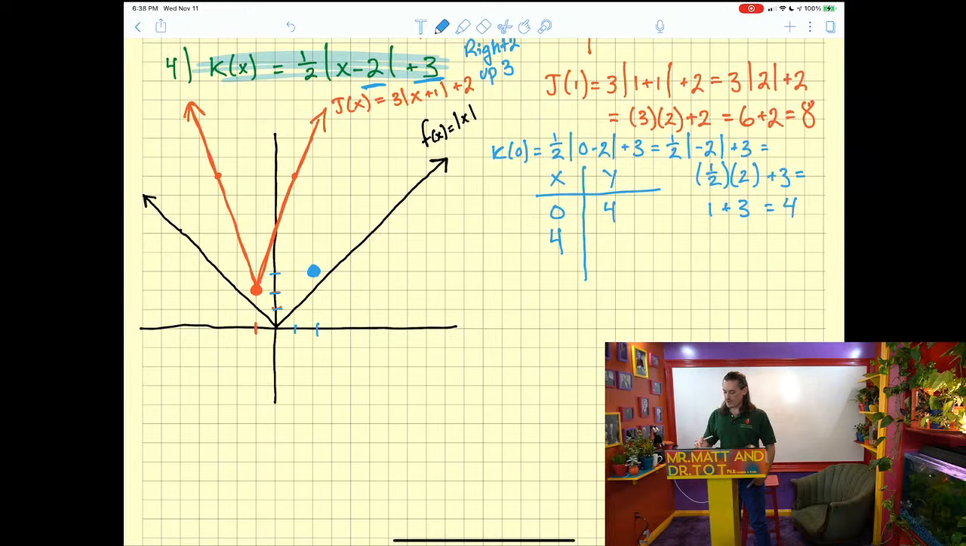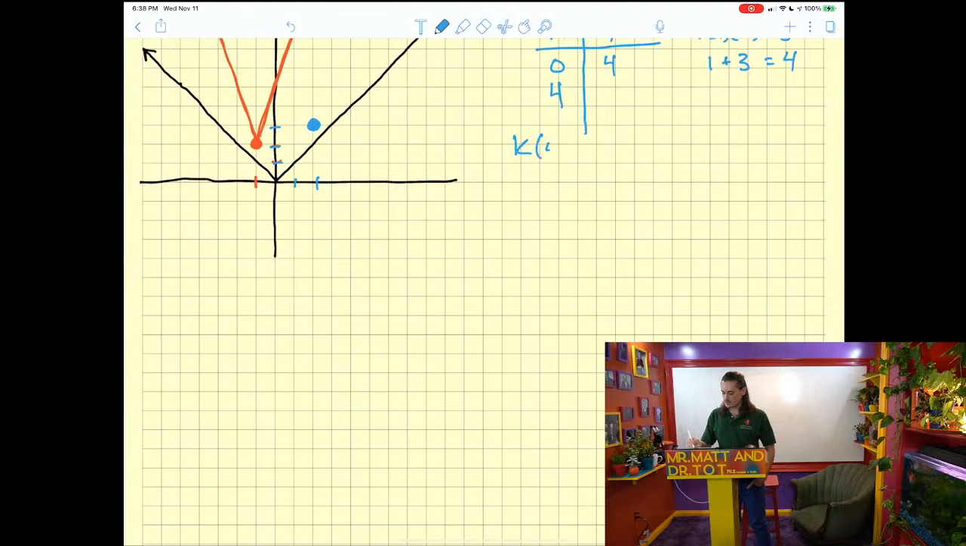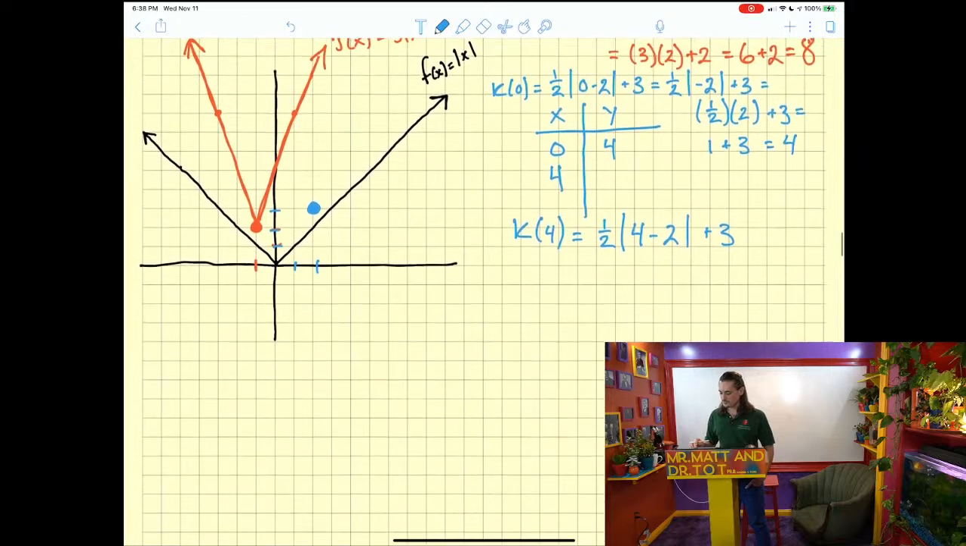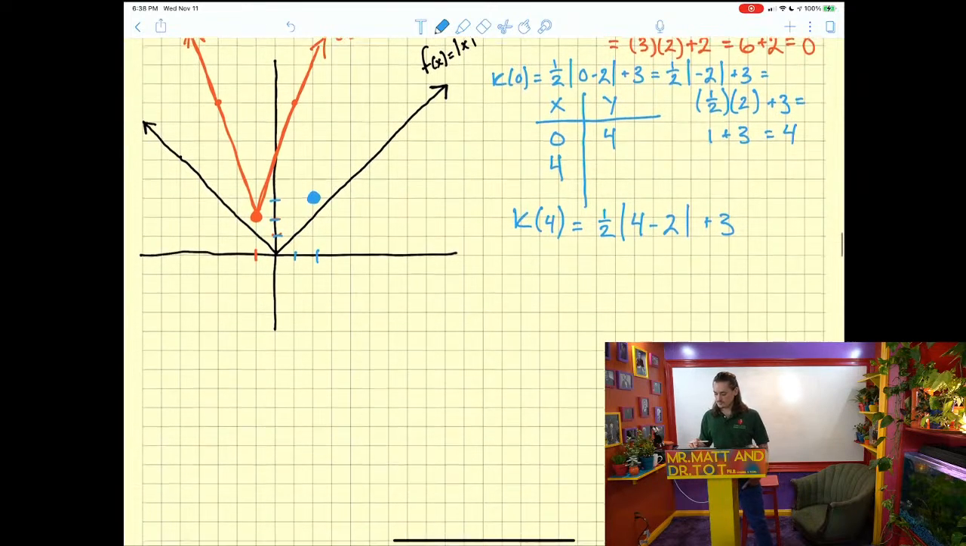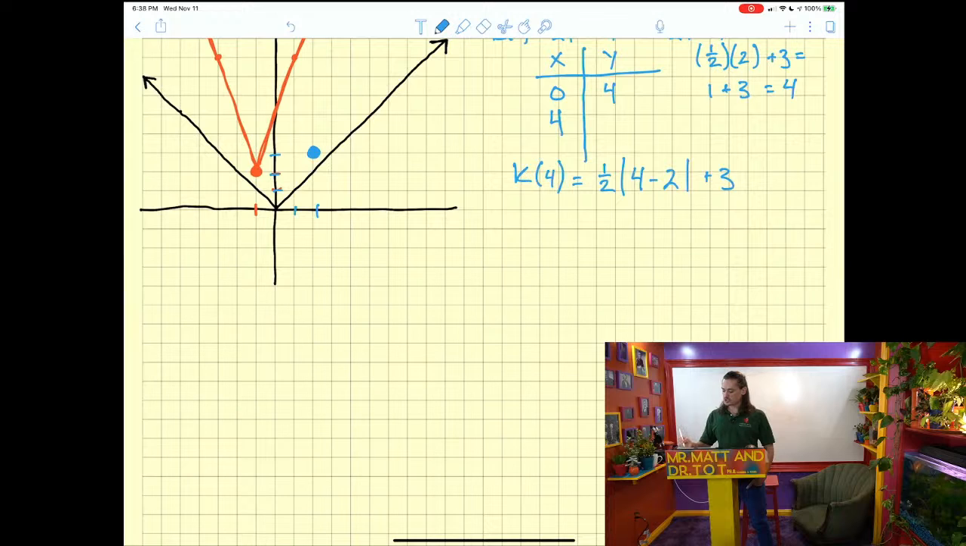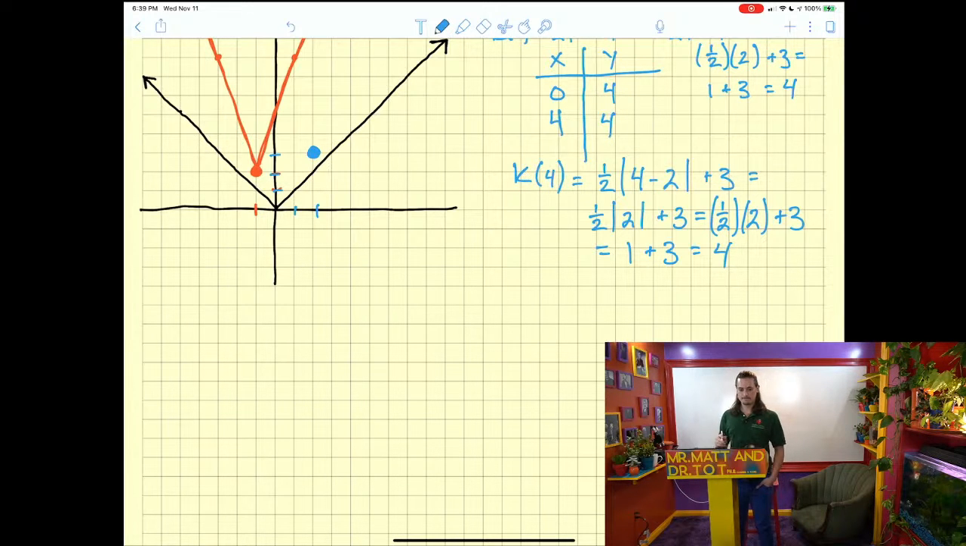If I were to solve for the value of k of 4, I'm going to get 1/2 times the absolute value of 4 minus 2 quantity plus 3. Four minus 2 is 2. So this is going to be 1/2 times the absolute value of 2 plus 3. The absolute value of 2 is just 2, so this is going to be 1/2 times 2 plus 3. 1/2 times 2 is 1. 1 plus 3, again, it's the same value because the absolute value function is symmetric. So at 0, we're going to be at 4.